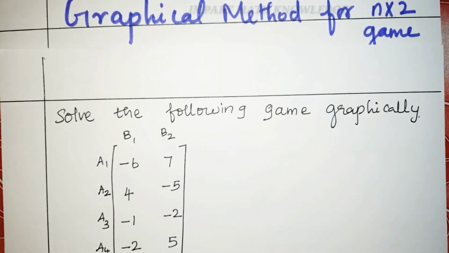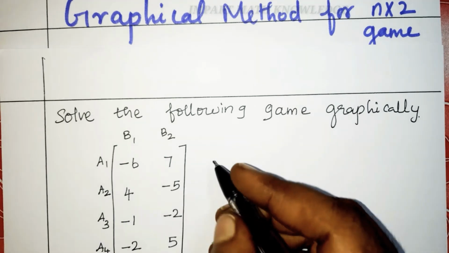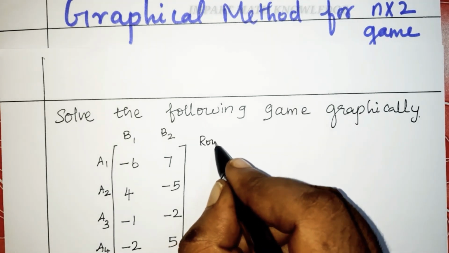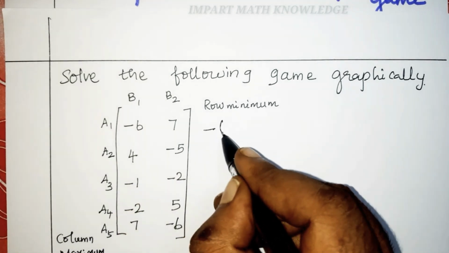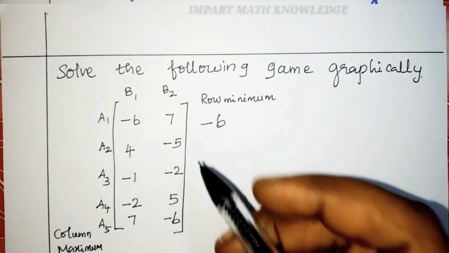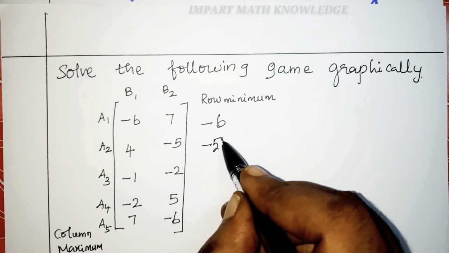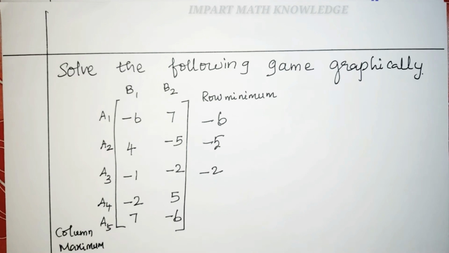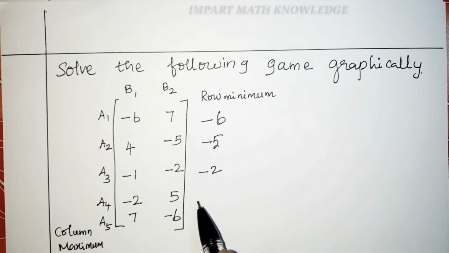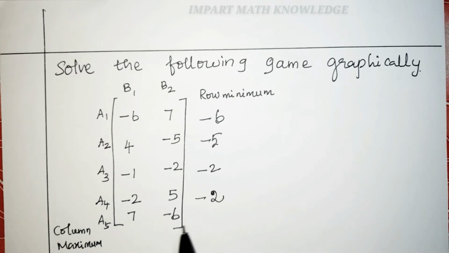First, we have to check whether a saddle point exists or not. For that, we have to find the row minimum. In the first row, the least number is minus 6. Second row, minus 5. Third row, minus 2. Fourth row, the least number is minus 2. Fifth row, the least number is minus 6.